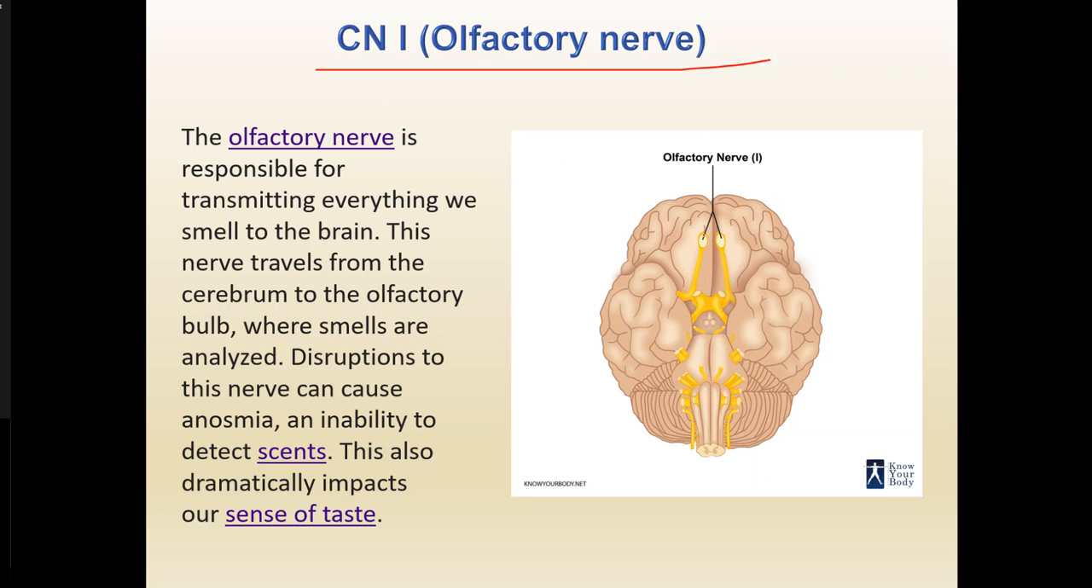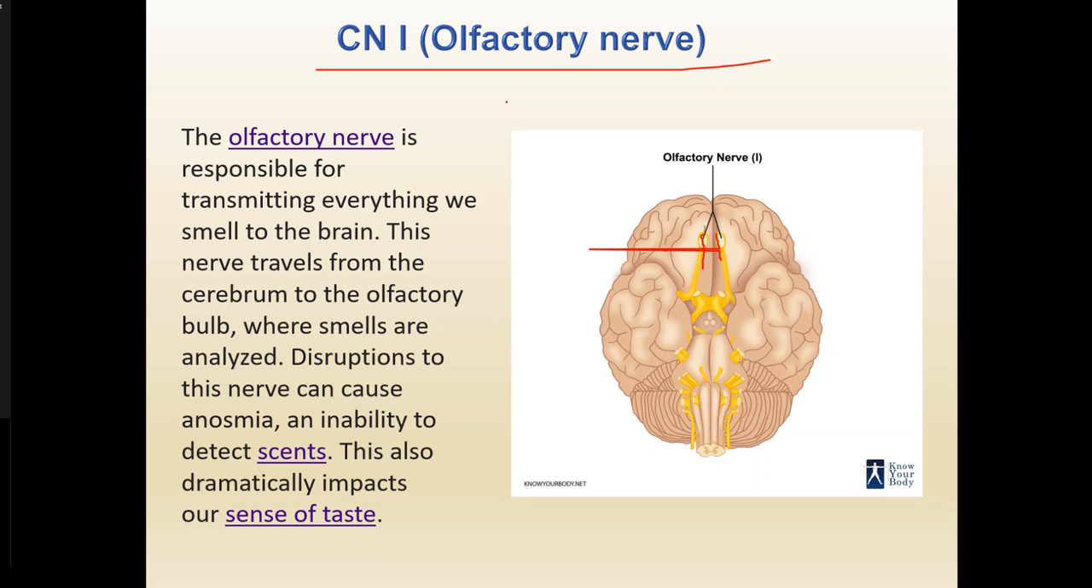And here is your olfactory nerve, which travels from the cerebrum to the olfactory bulb. And of course, the olfactory bulb is the area where smells are analyzed. If you disrupt this nerve, you're going to lose your sense of smell and the ability to detect scents. A disruption of this nerve also impairs your sense of taste a lot.